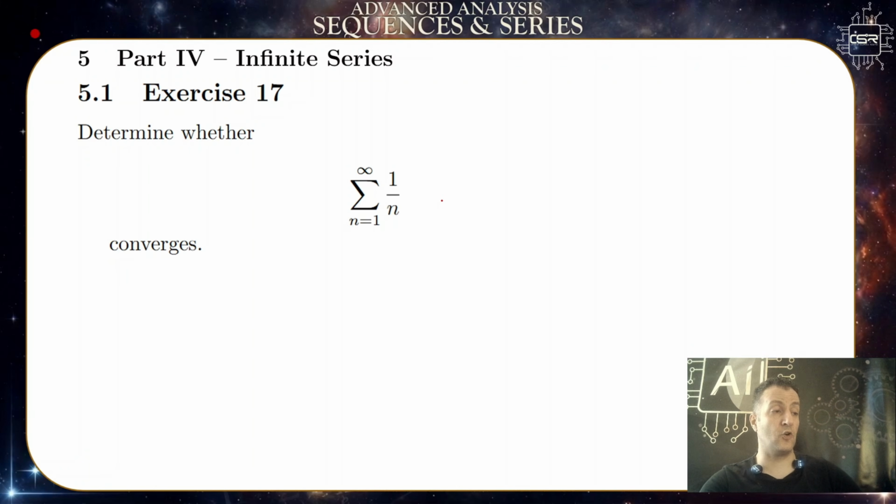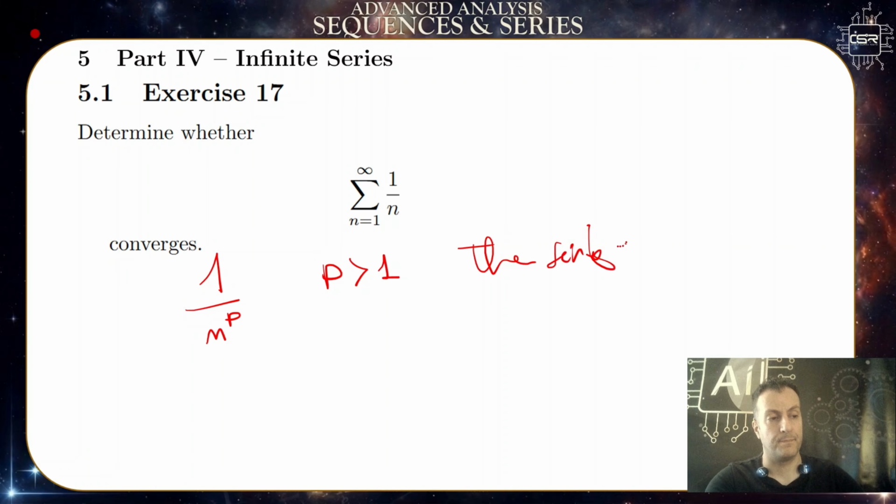Infinite series. Determine whether the sum from n equal 1 to infinity of 1 over n converges. Okay, now, this is the rule for such series. When you have 1 over n to the power of p, and p is greater than 1, then the series converges. Otherwise, it diverges. Here you have p equal to 1. So this series never converges, it is divergent.